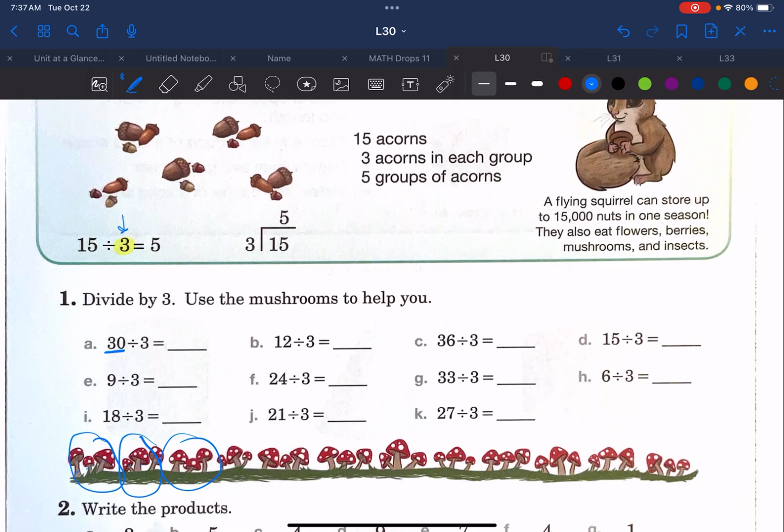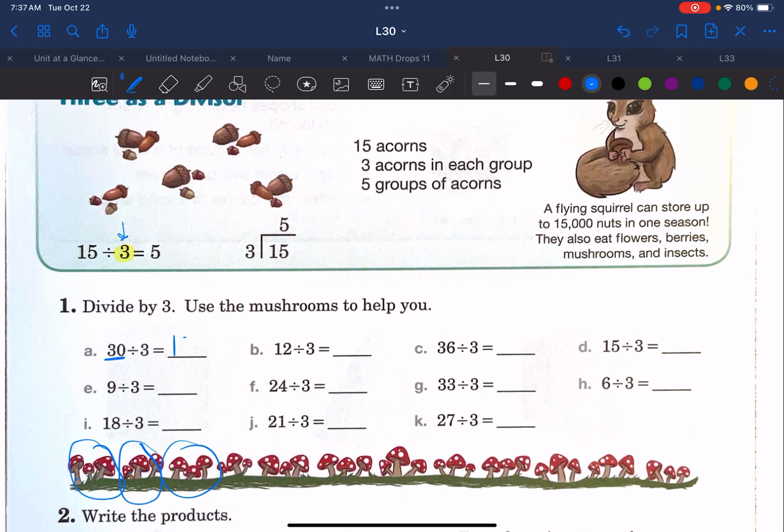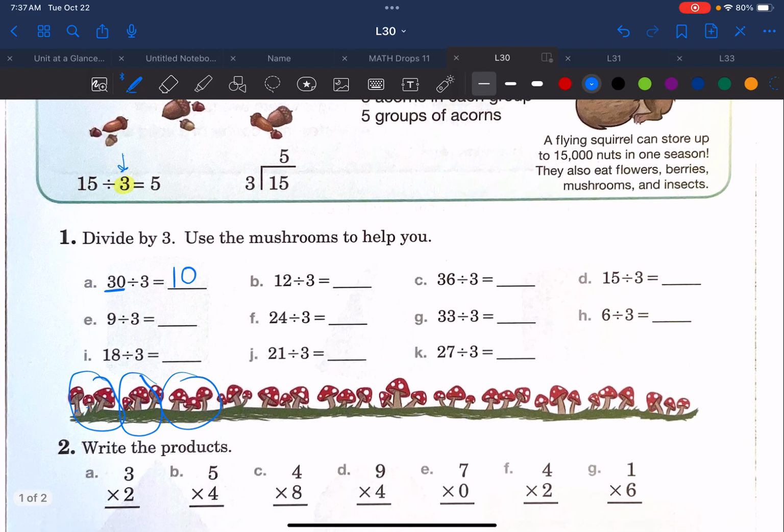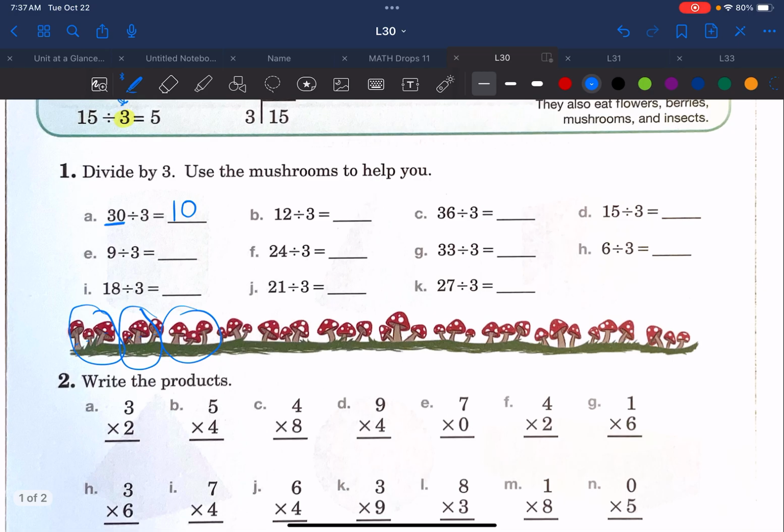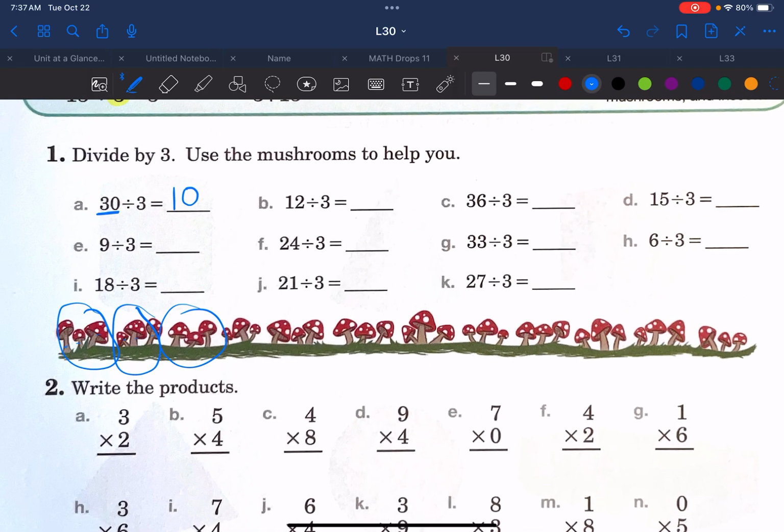3, 6, 9, 12, 15, 18, 21, 24, 27, 30, and you're done. So I stop at 30, and if I was counting how many times, it took me 10 times of counting by 3s to get there. Okay, we'll go across. Excuse me. So 12 divided by 3. 3, 6, 9, 12. Stop. How many is it?